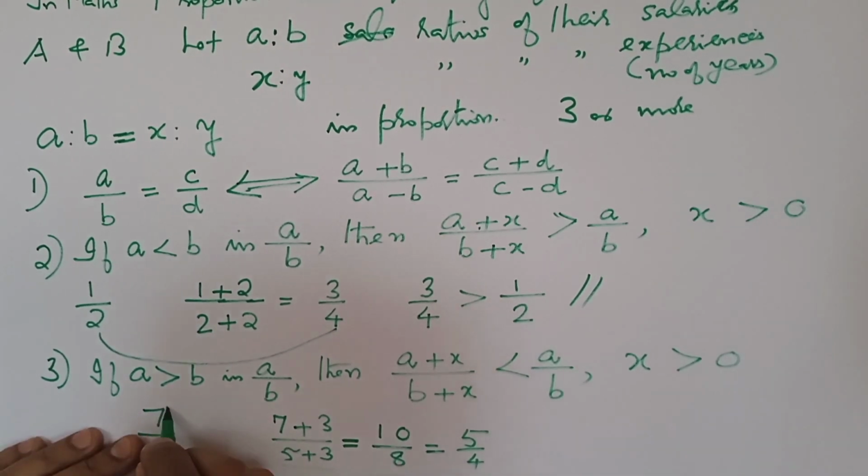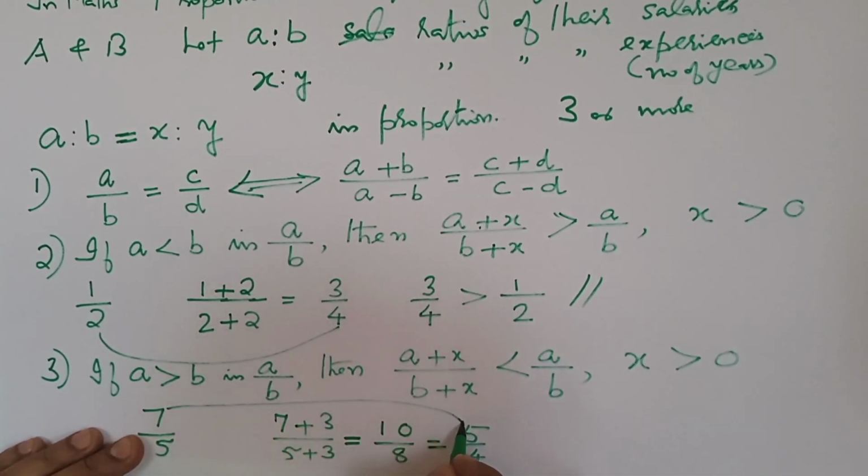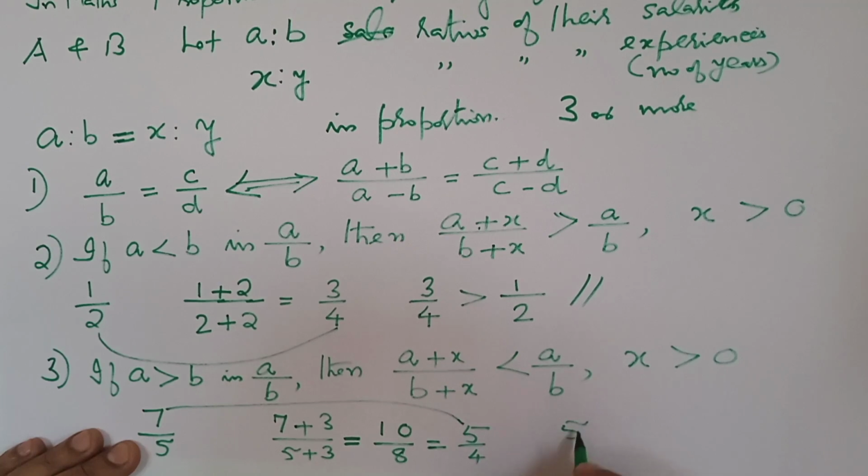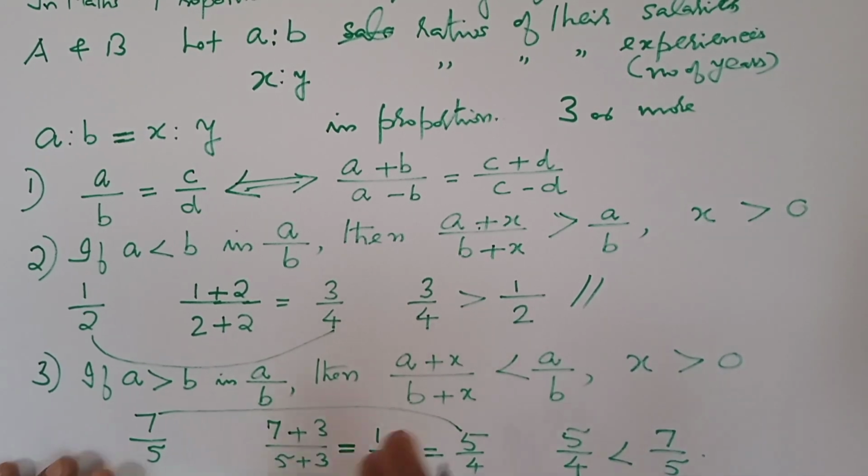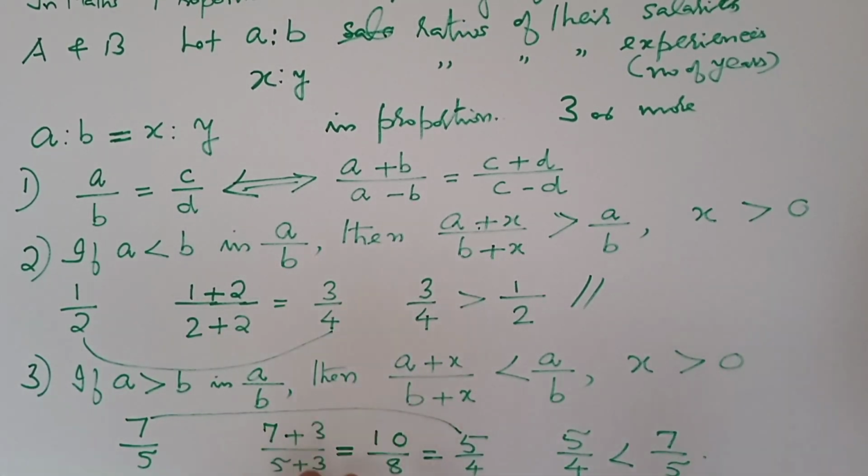Now compare these two. Obviously, 5 by 4 is smaller. Yeah, this is the implication of this result when applied to a fraction whose numerator is bigger than the denominator. There is one more result.